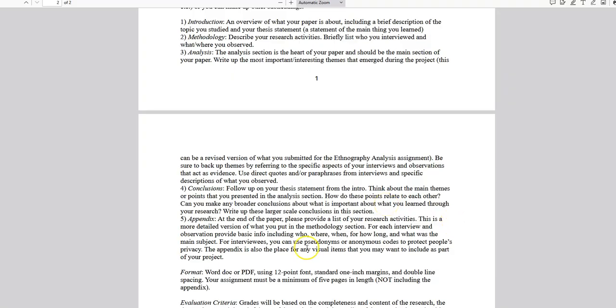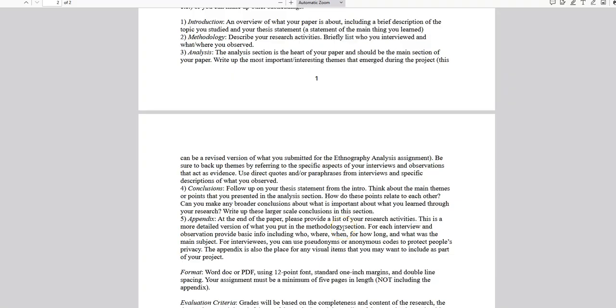Finally, at the end of the paper, after the actual text of the paper, you're going to have what's called an appendix. An appendix is like an add-on, right? So the add-on is going to be a detailed discussion of your research, or list really, of your research activities, okay? So I already mentioned that in the methodology section, you're going to give a very brief list of who you interviewed and what or where you observed.